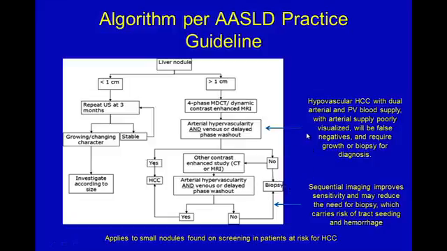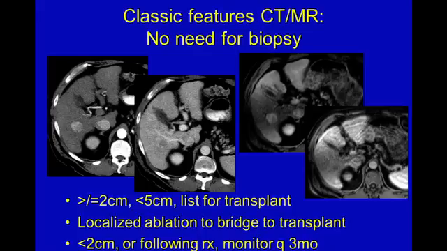There are some risk factors with this. If the patient has a hepatocellular carcinoma with a fairly good portal venous blood supply, it won't show that washout. That will be a false negative and requires growth. But sequential imaging is useful for these patients because it can improve the sensitivity and reduce the need for biopsy. Ultimately, we would like to not do biopsy because that seeds the biopsy tract and also can cause hemorrhage. So if we have classic features on either CT or MRI, there is no need for biopsy.